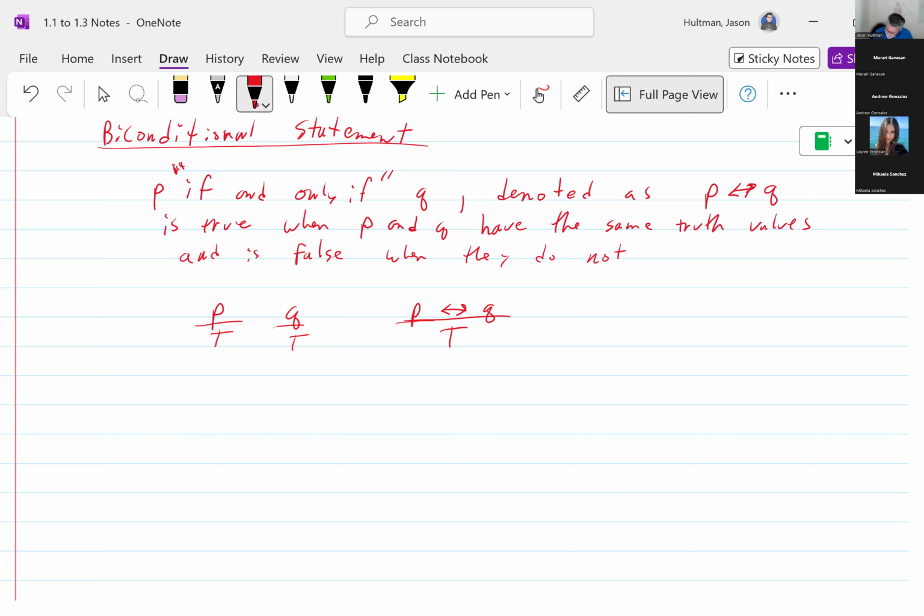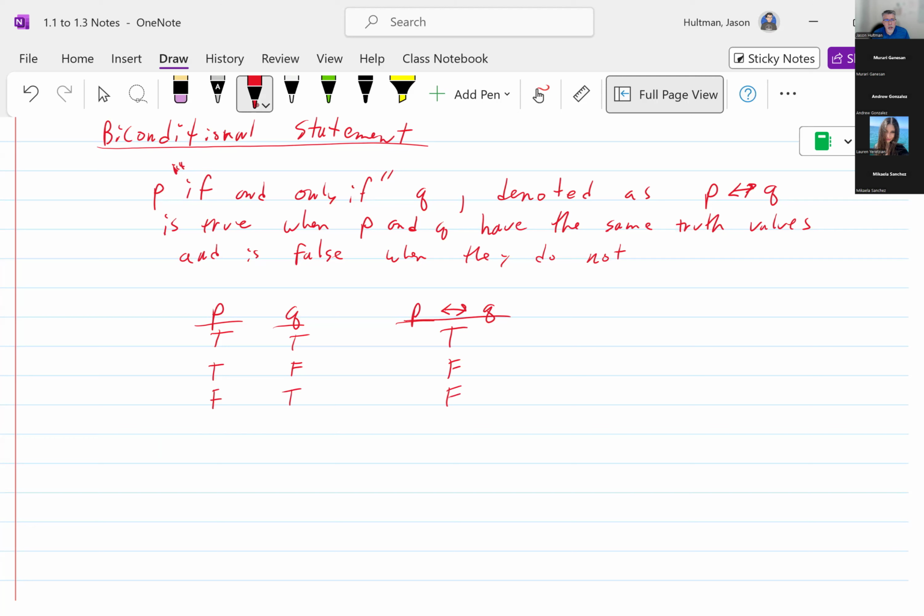So if P then Q is false, then this thing breaks down. They're not identical. Okay, then this is false. P implies Q would be false. Q implies P would be true, but the combination of the two is false. False and true, that's again false.